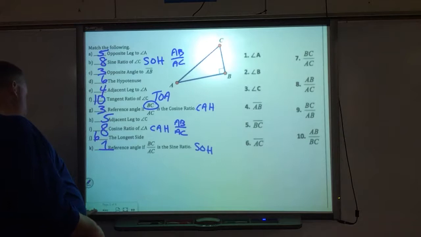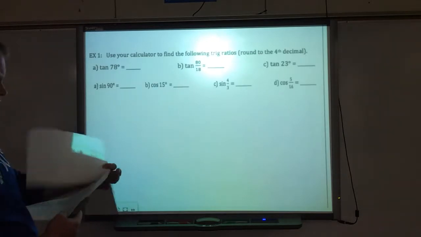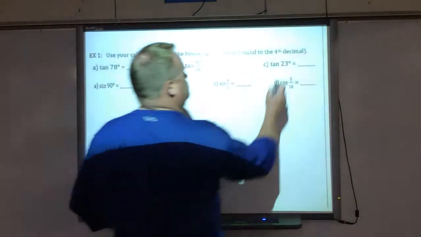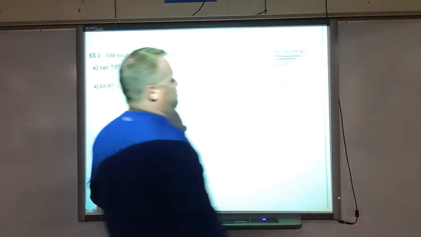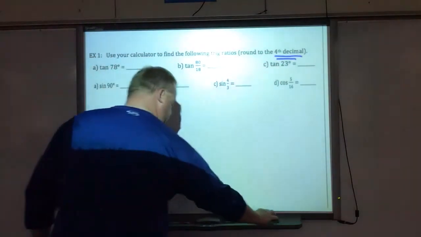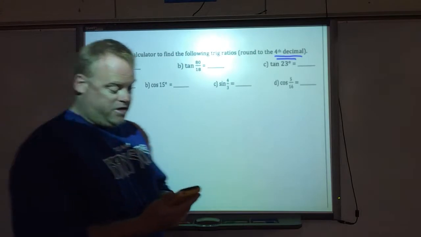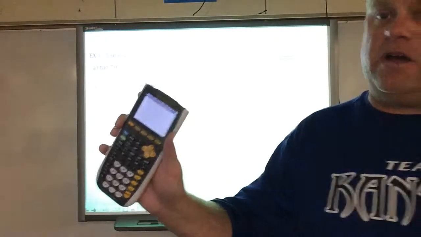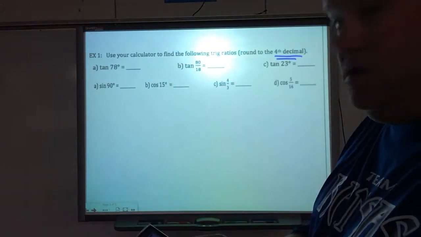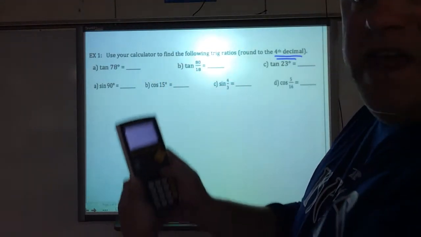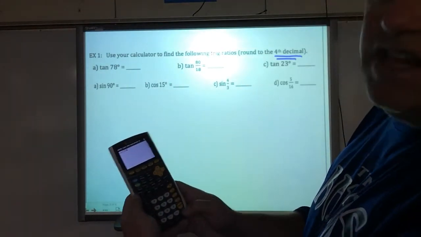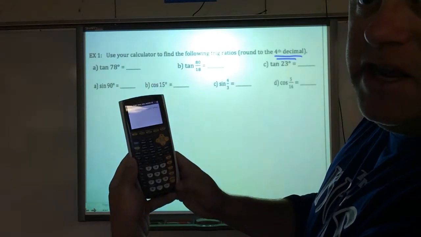Use your calculator to find the following trig ratios, and we want to round to the 4th decimal. Well, this should be easy. I've got my calculator. The first thing we're going to do is tangent of 78 degrees. So in my calculator, I'm going to hit tangent, I'm going to hit 78, close the parentheses just because I like to close the parentheses, and hit enter.